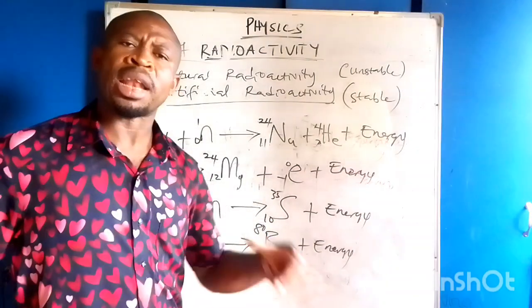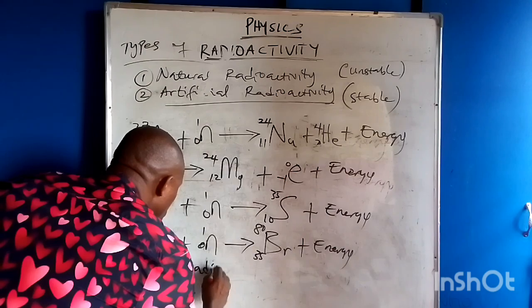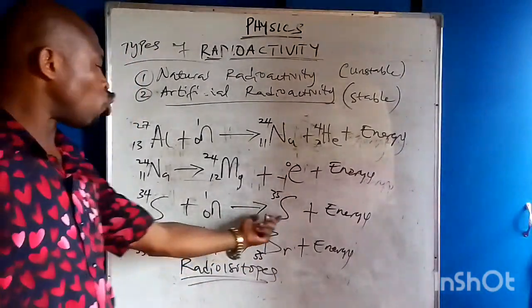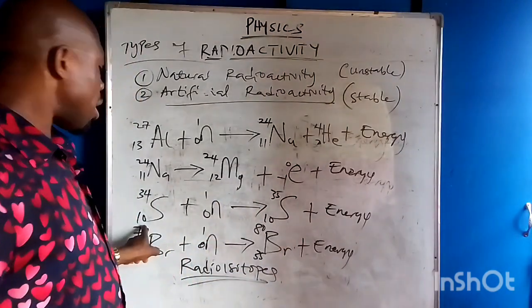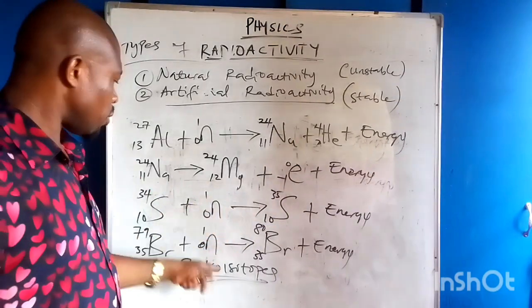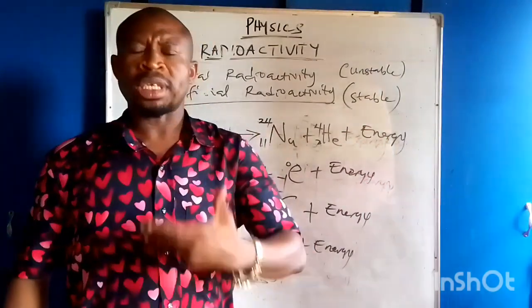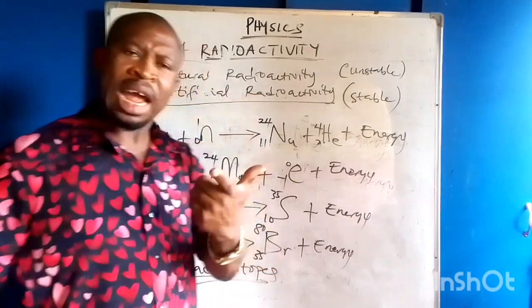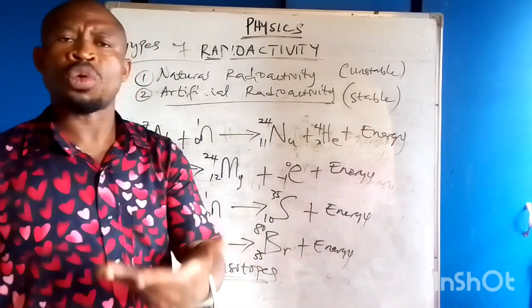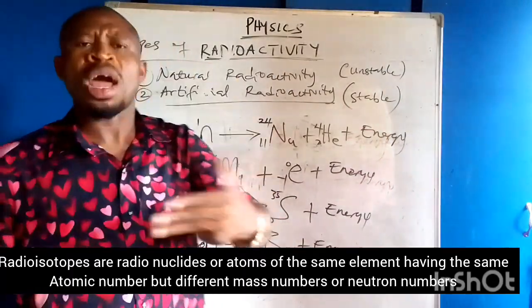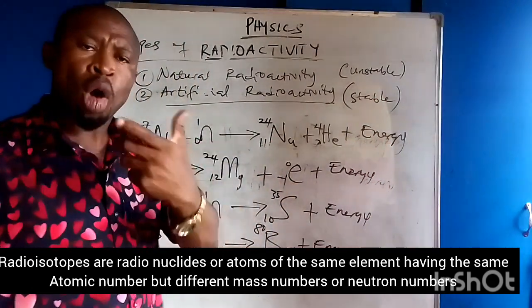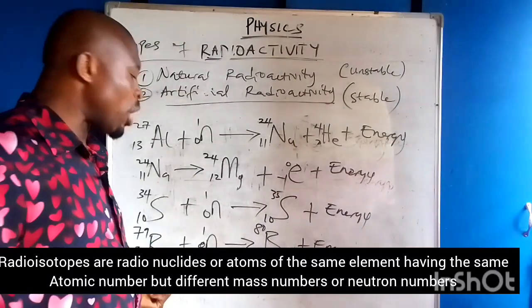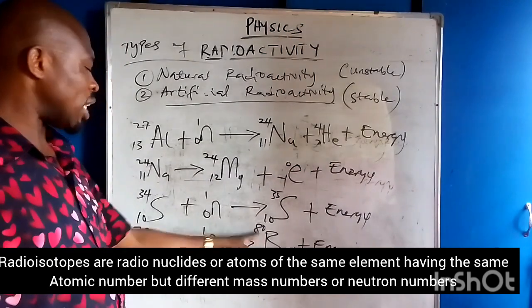Now, because of this, it will lead us to what we call radioisotopes. And of course, isotopes are two or more elements having the same atomic number but different mass numbers. The same thing is applicable here. Now, in physics, with over 10 years marking experience, they will not ask you to define isotope in physics. Rather, they will ask you to define radioisotopes. So if you want to define radioisotopes, simply tell them that radioisotopes are two or more radionuclides of the same element, having the same proton number or the same atomic number, but different mass numbers.